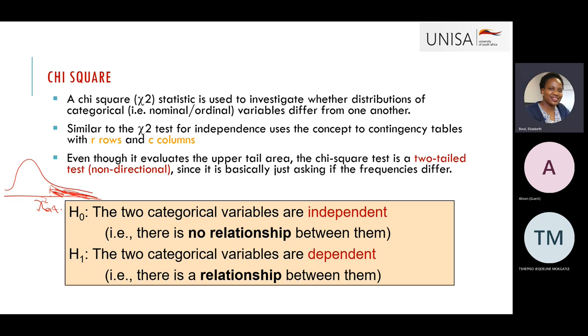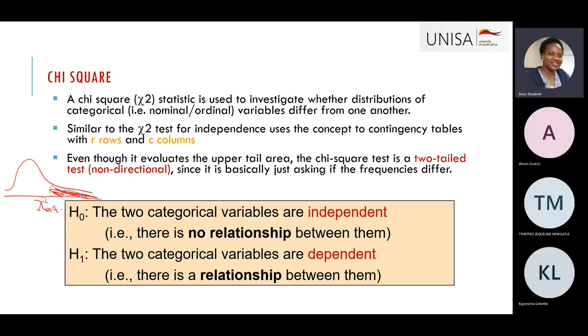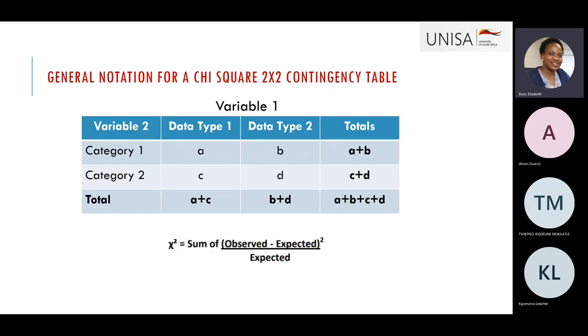When we state a hypothesis, remember, because this is a test, we need to test and make a decision. Therefore, for hypothesis testing, we need two statements: the null hypothesis and the alternative hypothesis. Your null hypothesis will state that the two categorical variables are independent. Always, it will state that they are independent, or we can say there is no relationship between the two categorical variables. So if I had gender and marital status, then there is no relationship between gender and marital status. The alternative will state that the two categorical variables are dependent, or that there is a relationship between them. That is how we state the hypotheses.